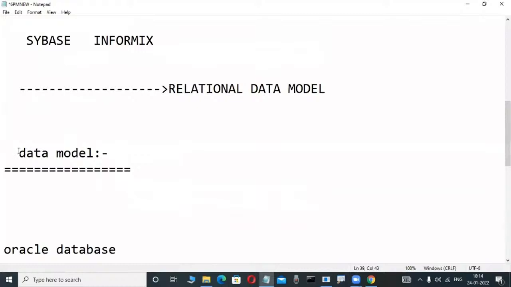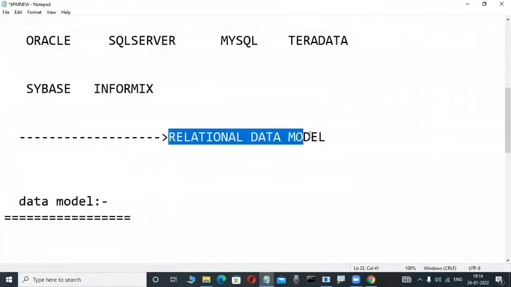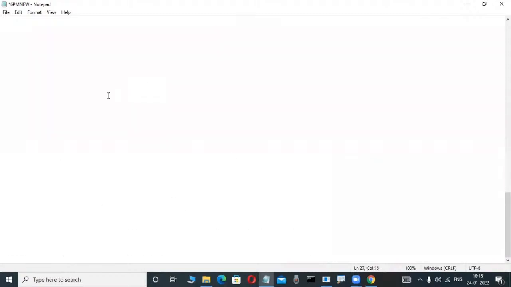What is a data model? First observe it here. These all products are implemented based on which concept? The relational data model, from 1970 onwards. This is a new model. One person introduced it. I will tell you. But before that, what does data model mean? Easy. Data model. Anybody having an idea?